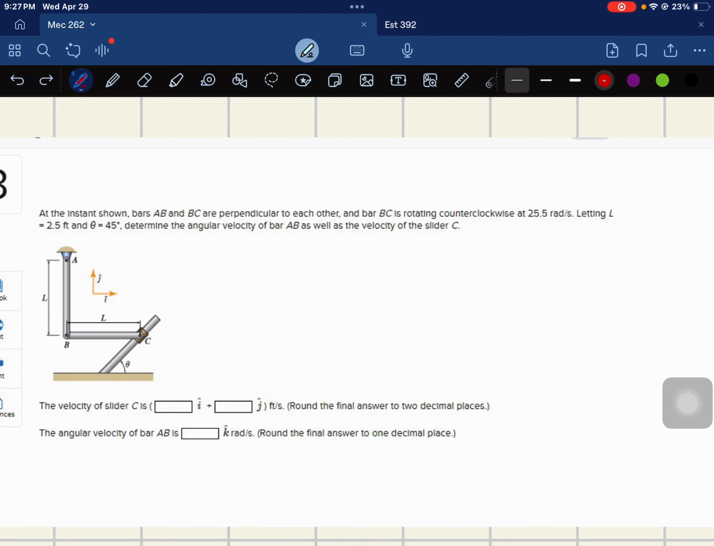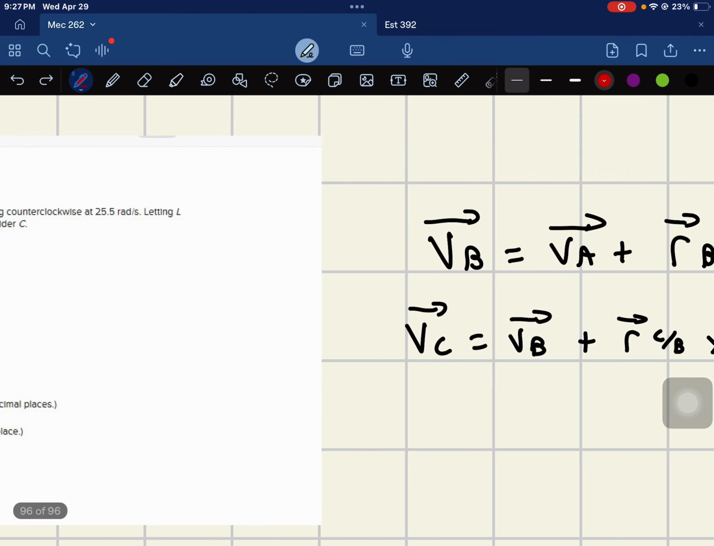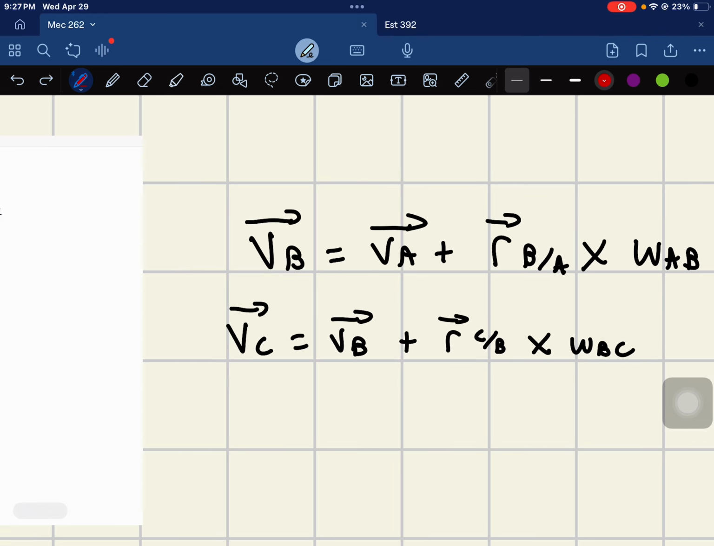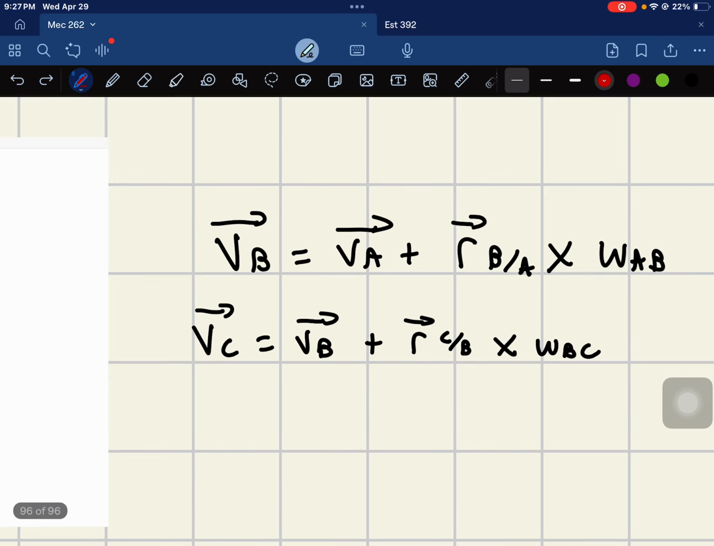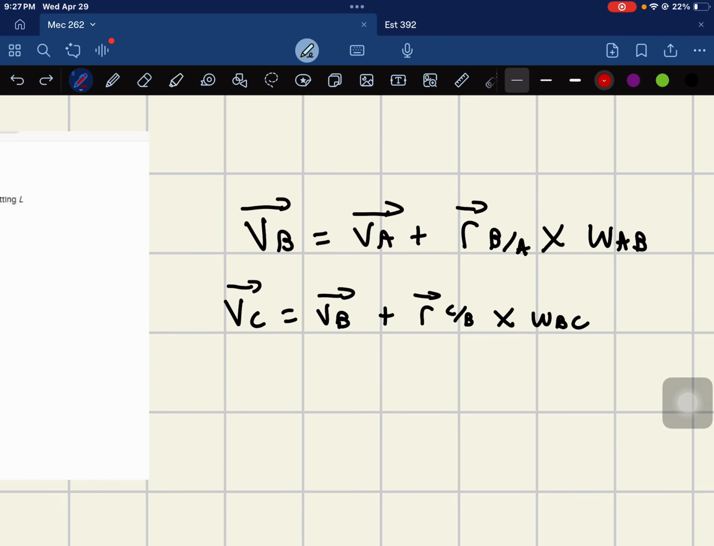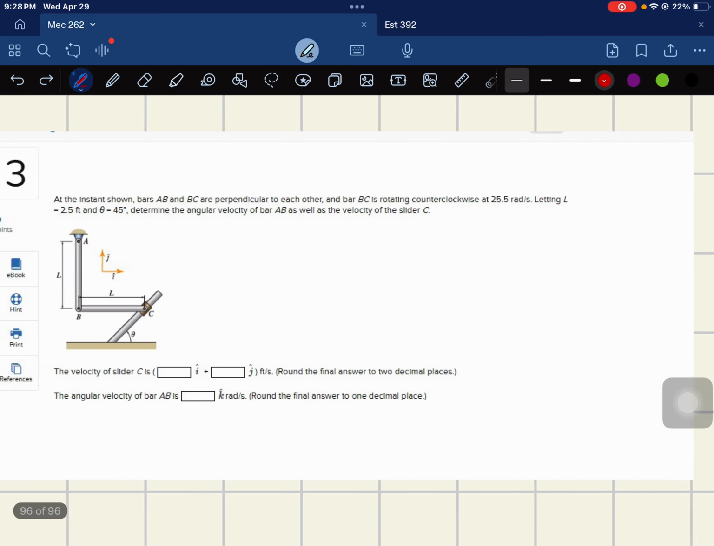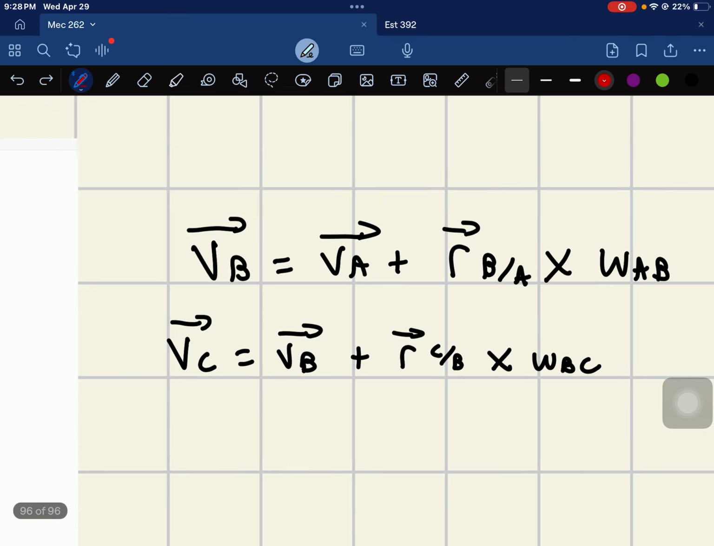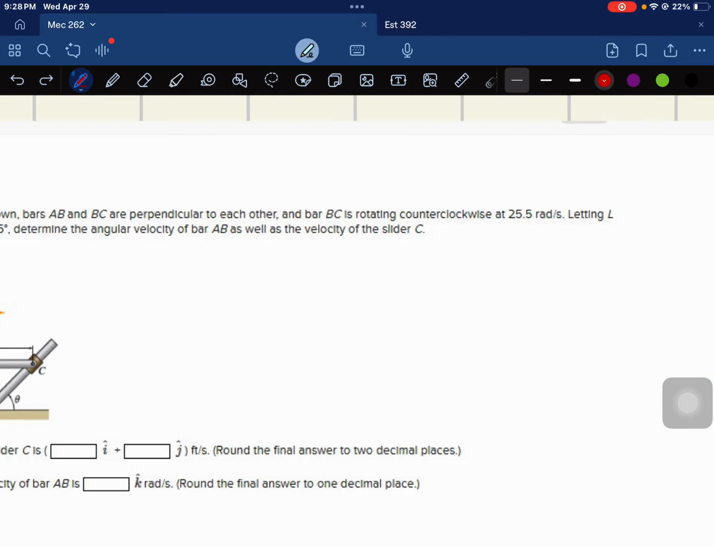One thing we want to do is write down our governing equations, which is VB equals VA plus the R cross omega. And what we want to do is analyze starting from point A to point B, and then we're going to move our way from B to C, so we could find our unknowns or what we want. But before we do that, we want to identify our constraints.